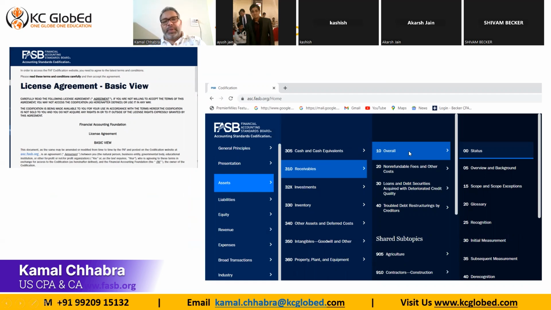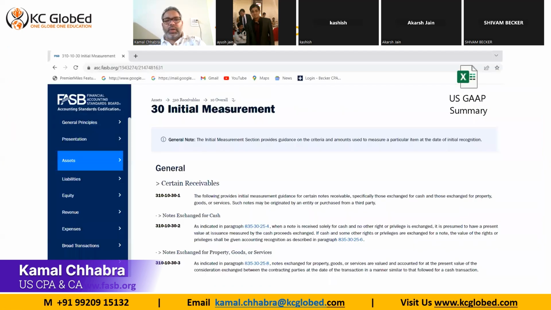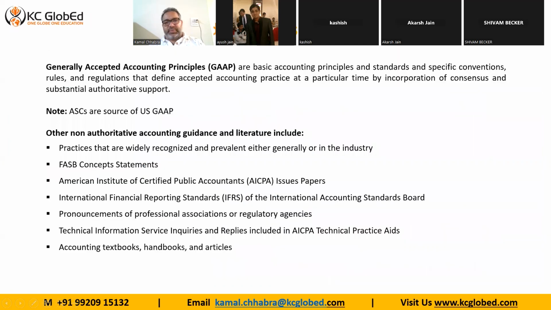And then subtopic, if you click on receivable, it will give you all the subtopics and then subtitles. So this is how you can click on it and go down to the respective topic. For example, here we click on that and we reach topic number 30, which is initial measurement, right? So here you can study the respective accounting standards.